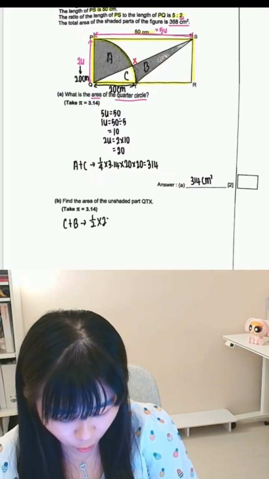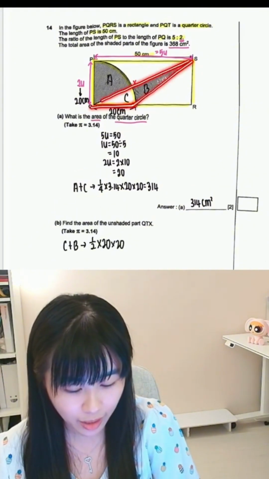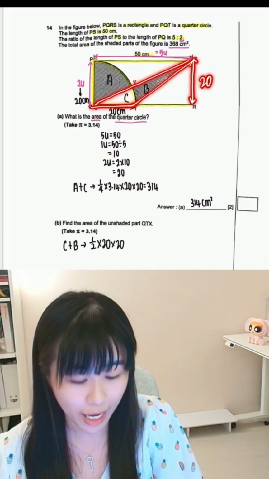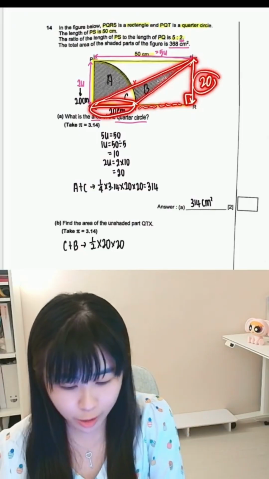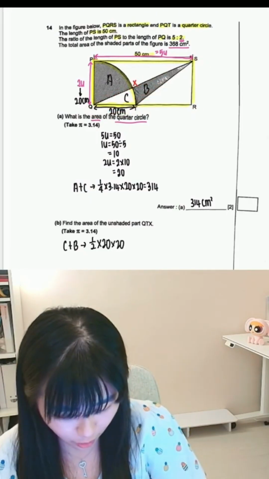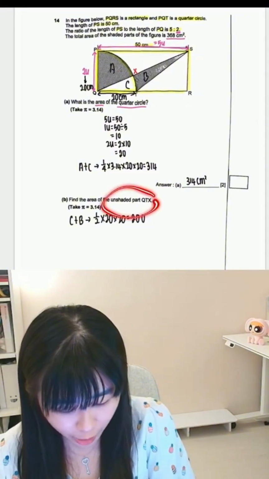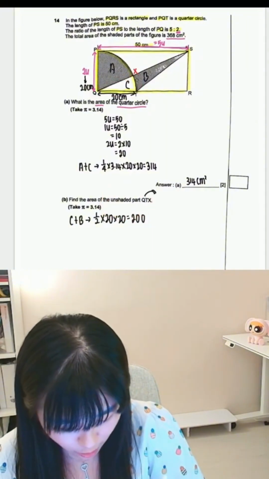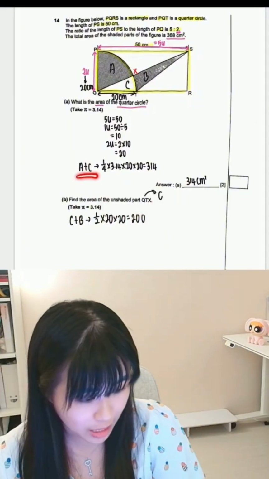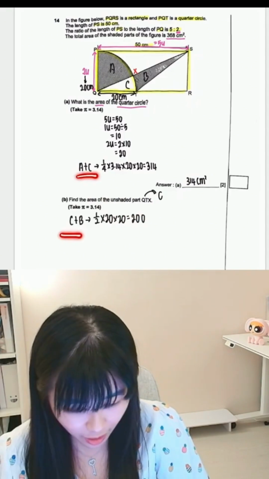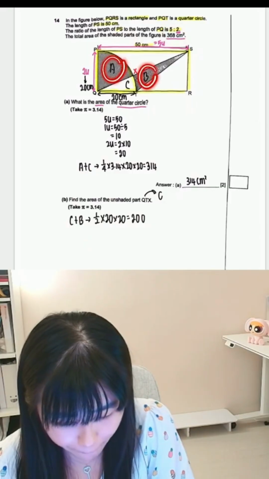Half times base of 20 times height of 20, because your base is 20. Look at the triangle here. And your height is also 20, because your height must be 90 degrees to your base. So half times 20 times 20, you will get 200. Now the overlap part, the unshaded part QTX that they want you to find, is your C. Since you have A and C, and C and B, you also have the shaded part, which is 368. The shaded part is your A and B.